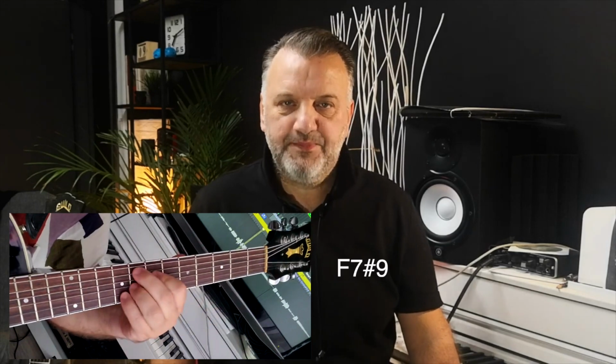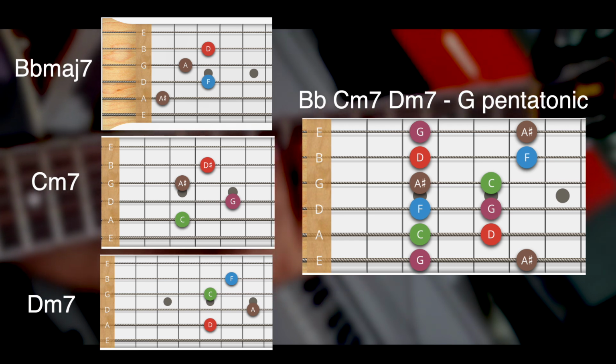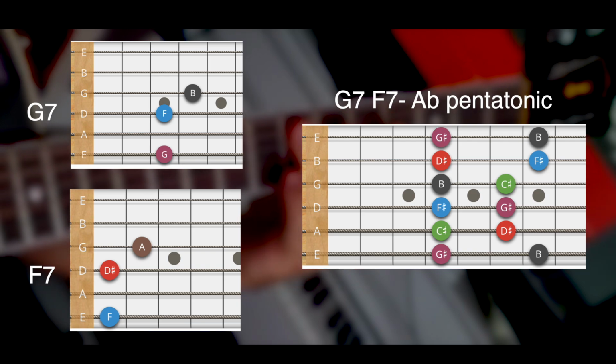Although in the video I play a more complex version of the harmony, in essence it is just harmonic replacements of the sequence B flat, G7, CM7, F7, DM7, G7, CM7, F7. Now we need to match the pentatonic scales to each chord in this progression. B flat, C minor 7, D minor 7: G pentatonic. G7, F7: A flat pentatonic scale.